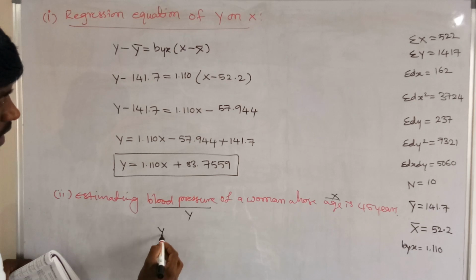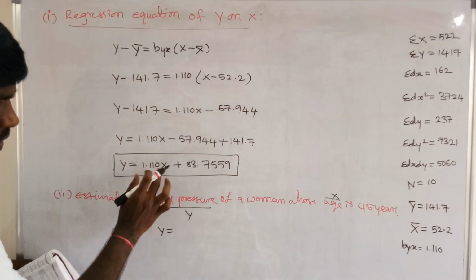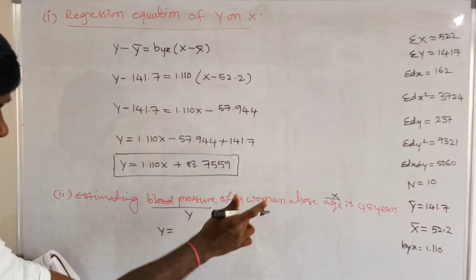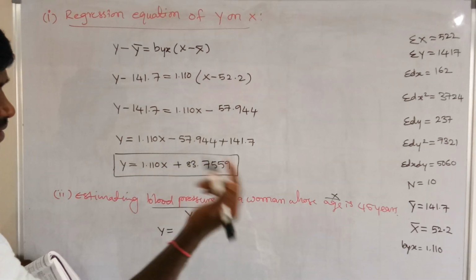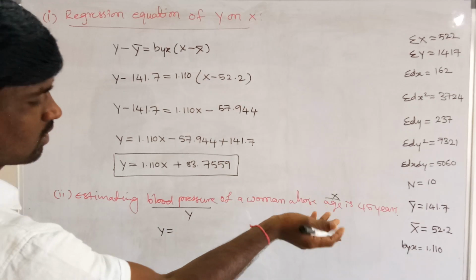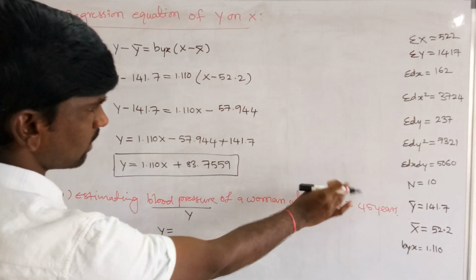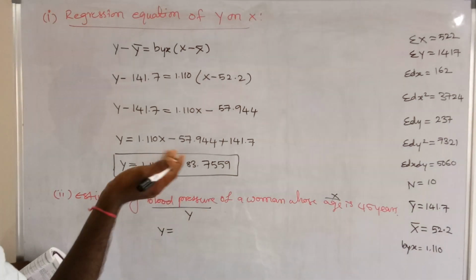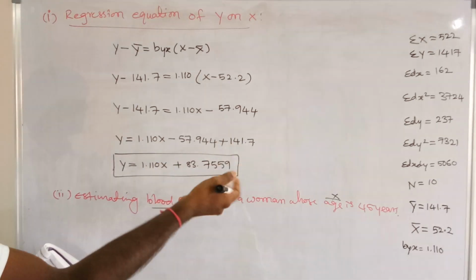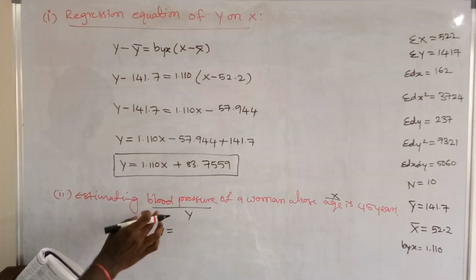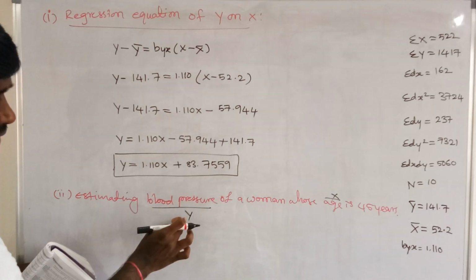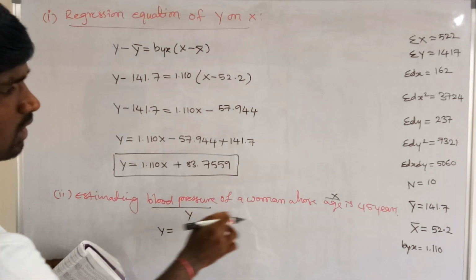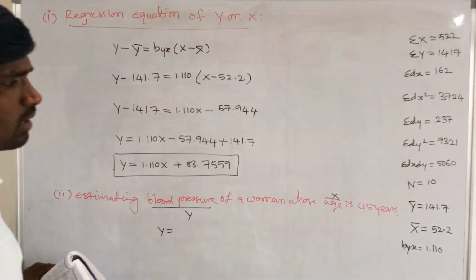So Y is equal to, use this formula for estimating the blood pressure of a woman. This formula is essential for estimating Y. For estimating X, if in the examination the examiner wants to estimate X by using the Y value, then we have to use the X and Y regression equation. So here we are estimating the blood pressure of a woman, that means Y, with the help of the X value.